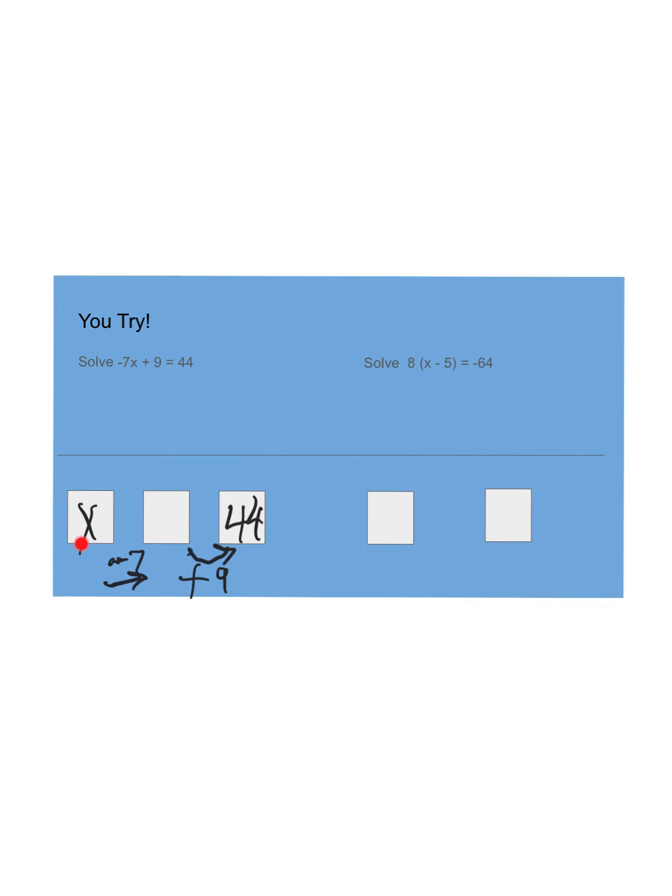All right, did you set it up like this? I'm thinking of a number. I multiply by negative 7, and I add 9 and get 44. Real quick, how do I get rid of add 9? I subtract. 44 minus 9 is 35. How do I get rid of multiply negative 7? The way I get rid of that is I divide negative 7. 35 divided by negative 7 is negative 5.